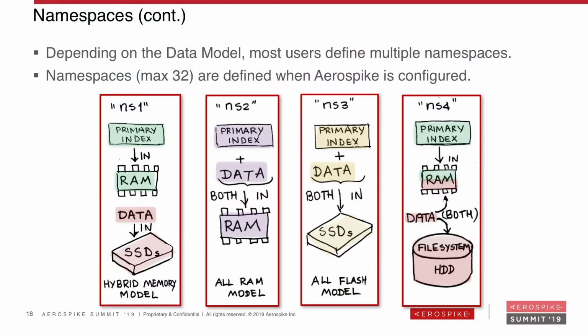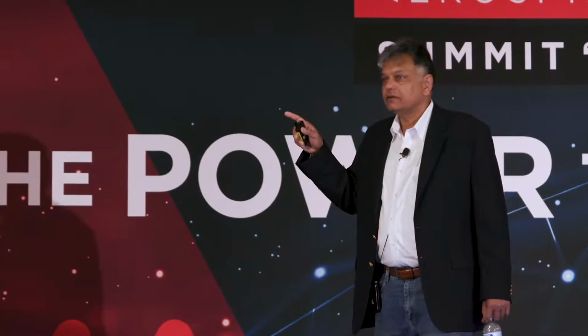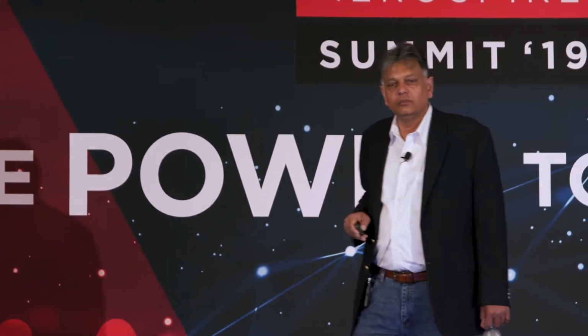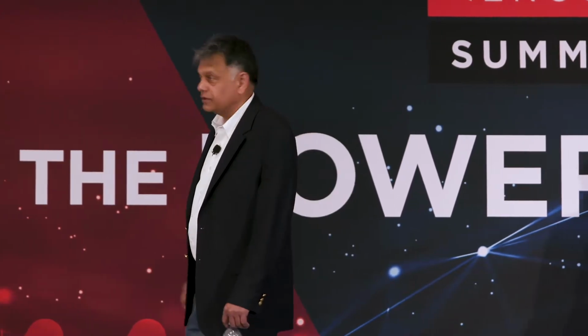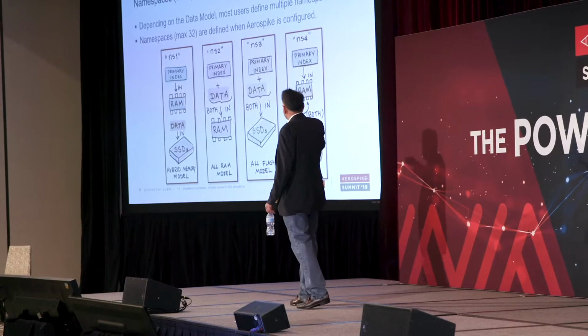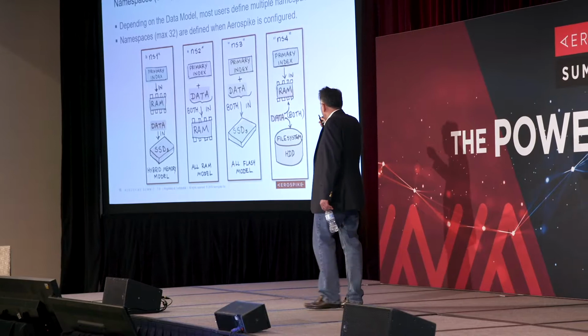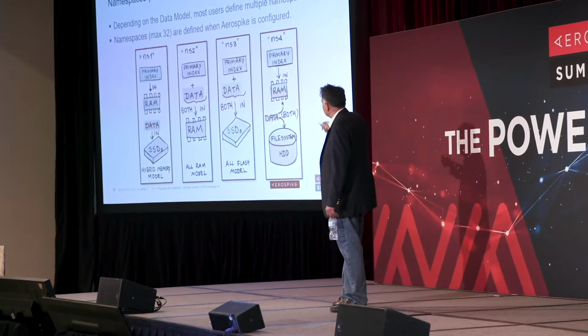It's really the primary index that is stored in RAM in the hybrid memory model, and the data in SSD as block writes. So there's no file system when you use SSDs. Of course, you have an option to do that, and I believe one of the customers does it, but the preferred mode is to use it as a raw block device, and then you get RAM-like performance from your storage. Okay? And then, of course, now you have the primary index and data both in RAM.